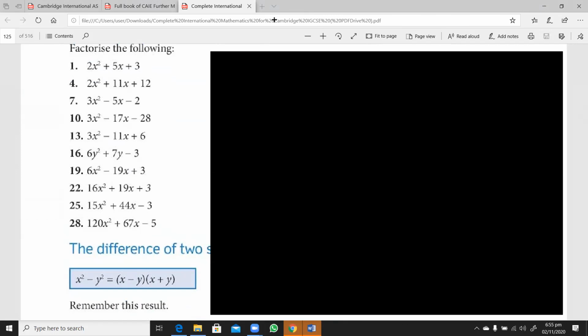Okay, so now you have here 2x squared plus 5x plus 3. So I have been using the term, the product. Now the product of 2 and 3 is 6. This is the product that we want. And the coefficient of x, that is the sum. So the sum has to be 5. You people are very much familiar with this, that this is going to be 2 and 3. The product of 2 and 3 is 6 and the sum is 5.